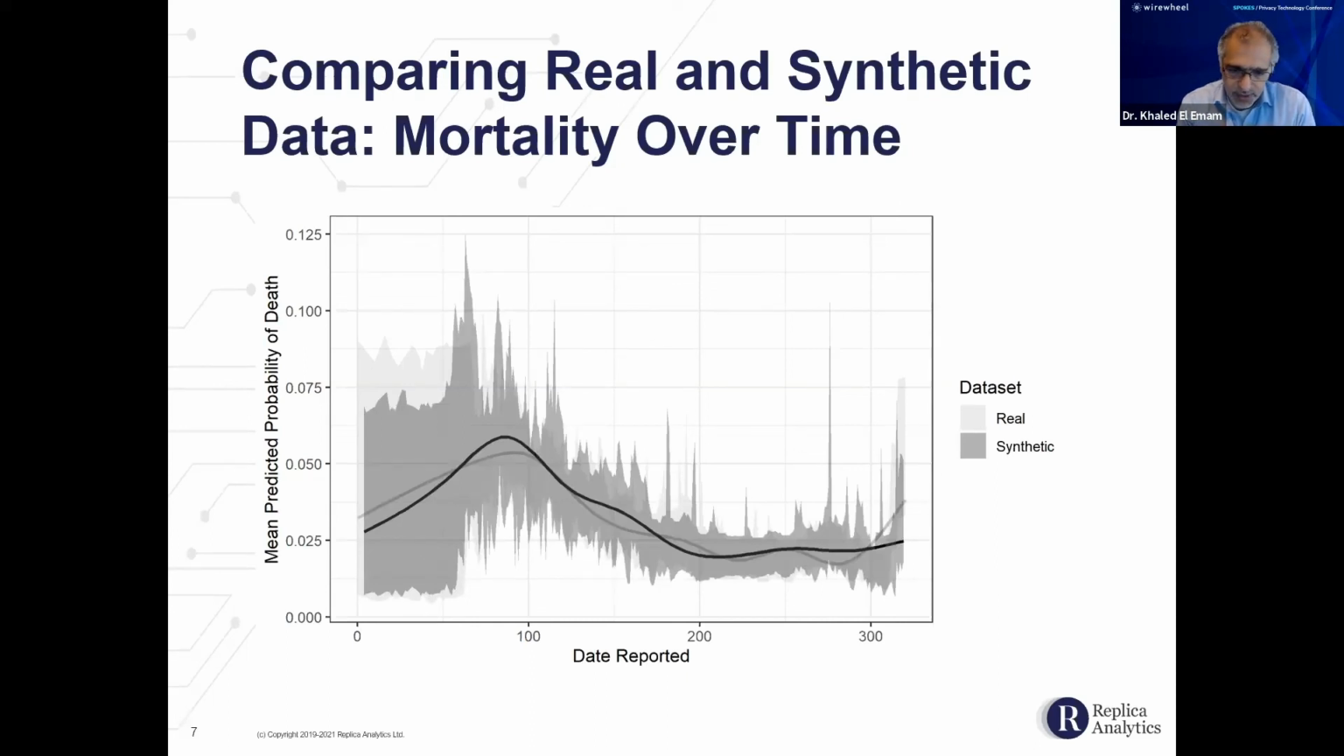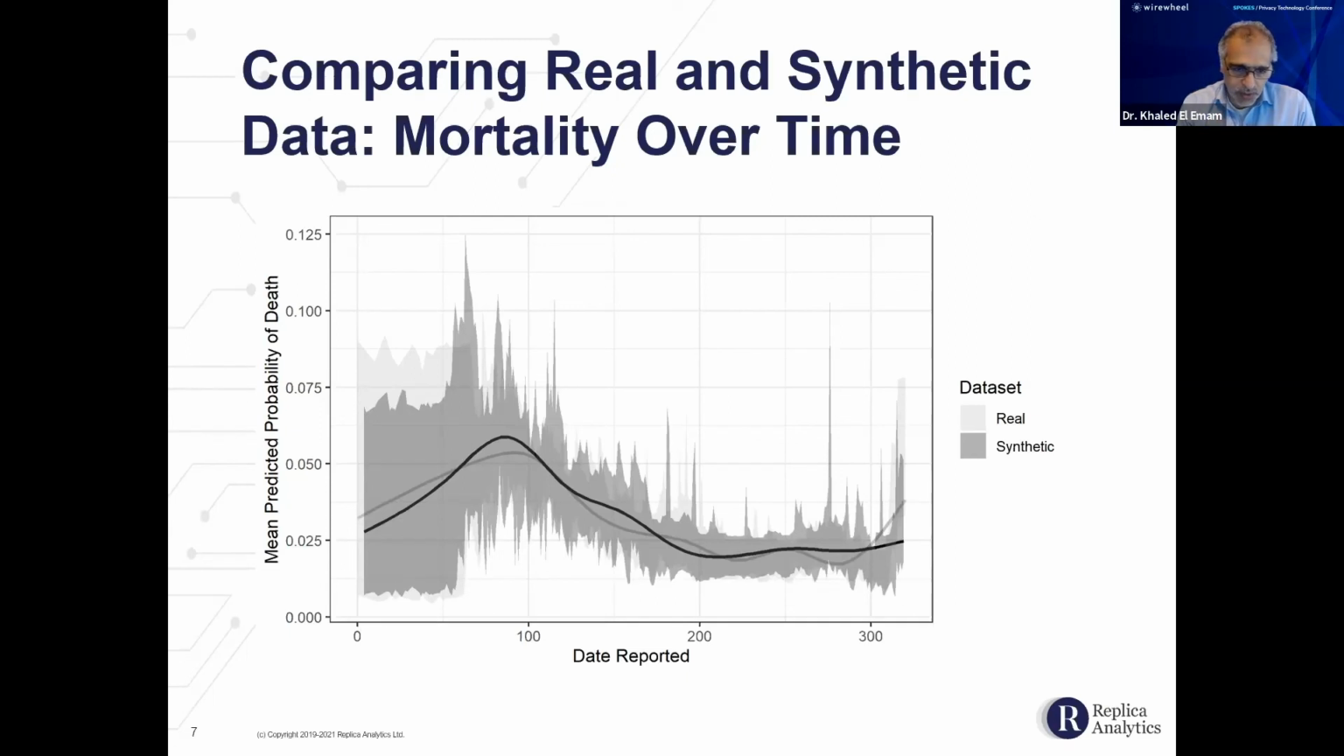On the x-axis of this graph is the date reported from the 1st of January 2020, and we're modeling death. So this is a mortality curve. As you can see, the first wave happened in the spring of 2020 and then calmed down over the summer. And this goes until the end of November. You can see the second wave is just about to start.